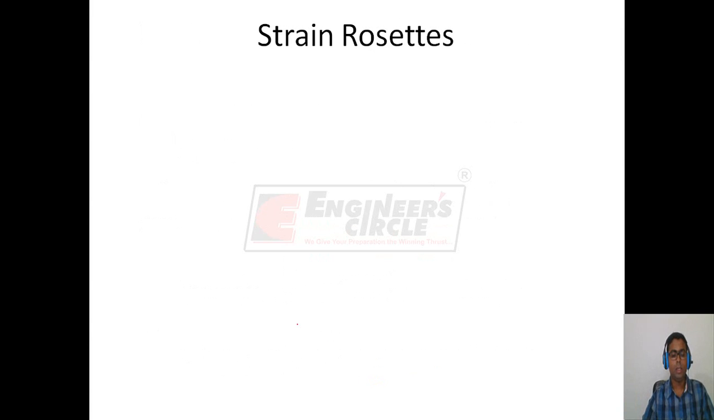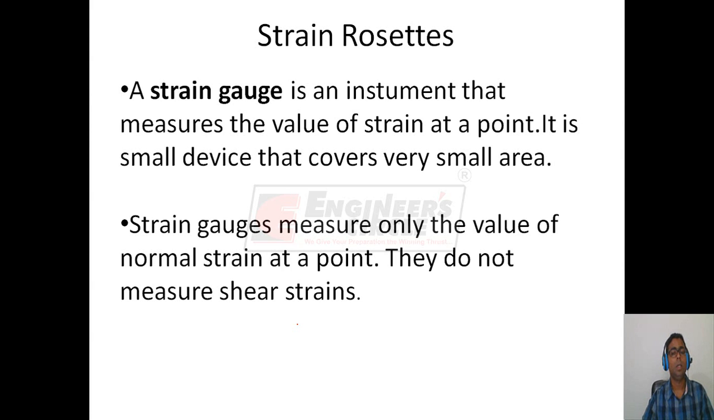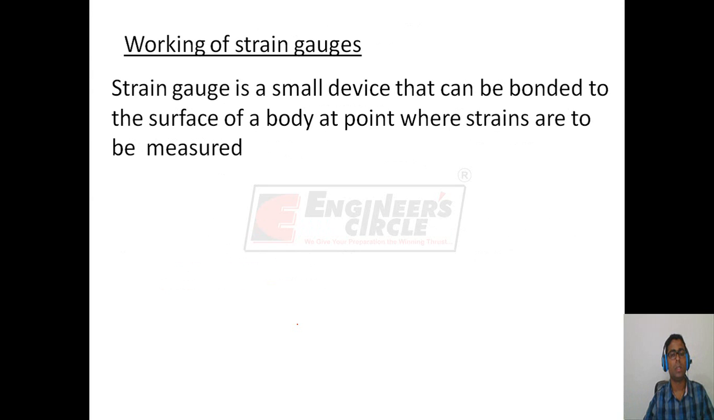Now, to understand strain rosettes, we have to first know about strain gauges. A strain gauge is an instrument that measures the value of strain at a point. It is a very small device that covers very small area. So strain gauge is basically used to measure the strain at a point. Strain gauges measure only the value of normal strain at a point. They do not measure shear strains. So it is to be remembered that strain gauges will measure only normal strain at a point. They do not measure shear strains.